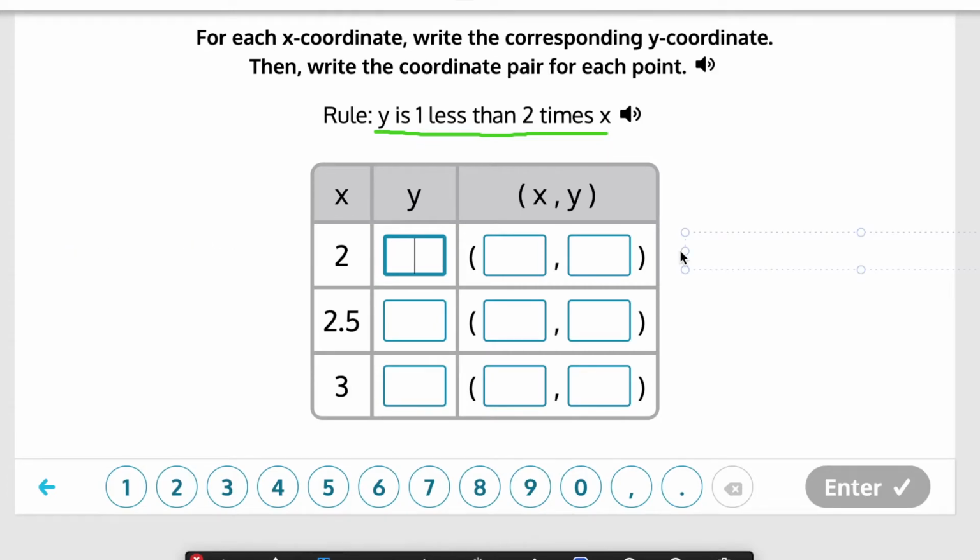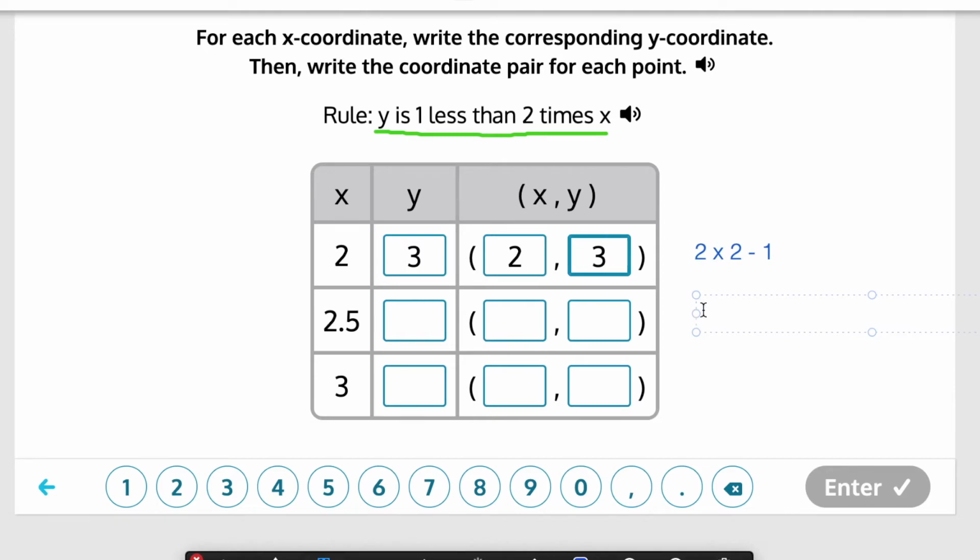Okay, so I'm going to show you how I would solve. So we know that y is 1 less than 2 times x. So think about order of operations. I'm going to start with 2 times x, which for the x-coordinate 2 will be 2 times 2, minus 1. So I know that 2 times 2 is 4, minus 1 is 3, so the y-coordinate will be 3. And the coordinate pair will be 2, 3.